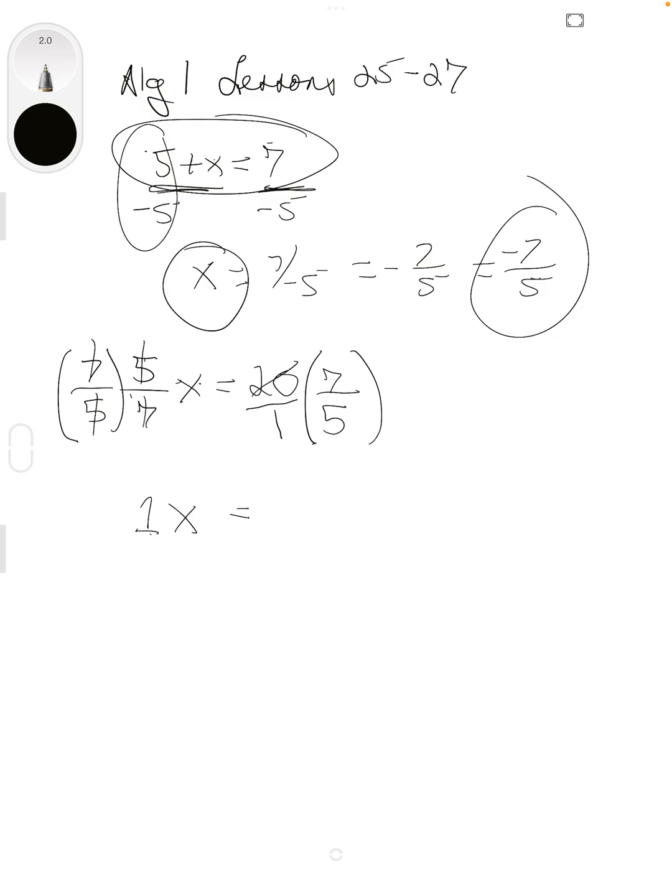Well, I know that 20 is 4 times 5, and the 5s will cancel. So it's going to be 4 times 7, or 28 is the answer. So 5/7 of 28 is 20, is the question. Okay, again, that is review.